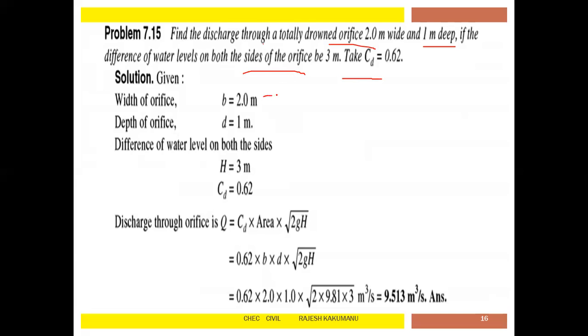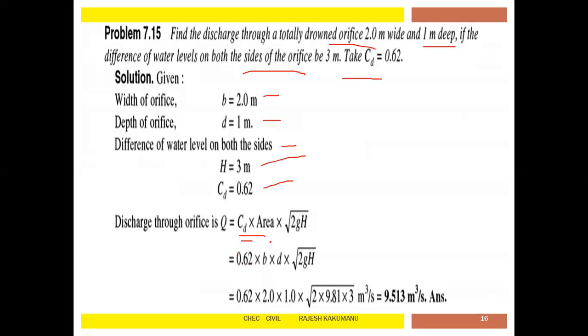The width of the orifice is B. The depth of the orifice is D. The difference of water levels on both sides H is equal to 3 meters. CD is equal to 0.62. Then the discharge through the orifice is CD into area into root 2gH. We know the CD value.